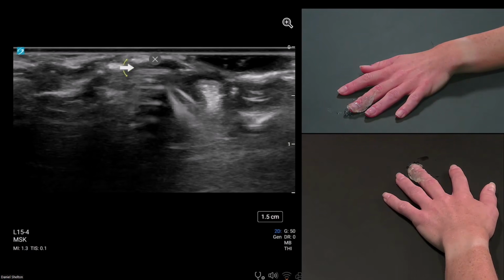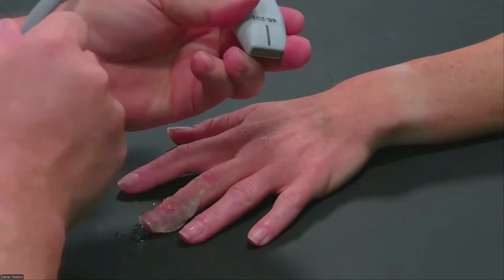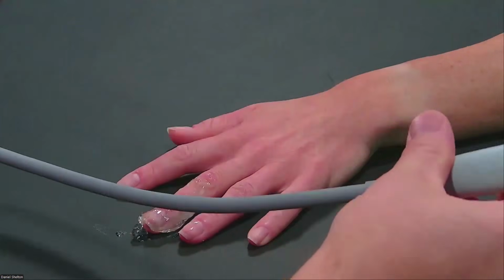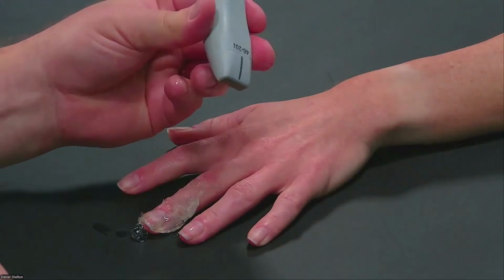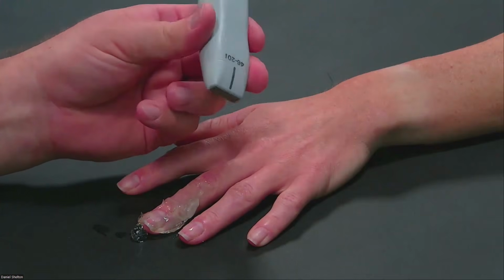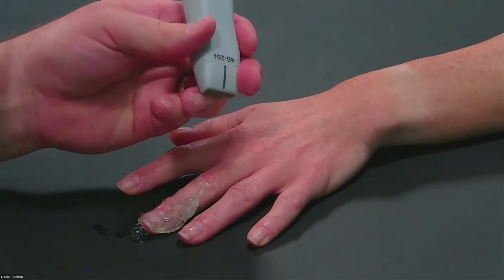This is called the UHF 46. And it is a lot of fun to scan with. So again, I've got cord management, cable management here. I have wrapped this cord right around my hand like this. And what that does, again, is it allows me to be a little bit more dexterous with my hands, and I'm not fighting the weight of the cord off the end of the table or something like that.